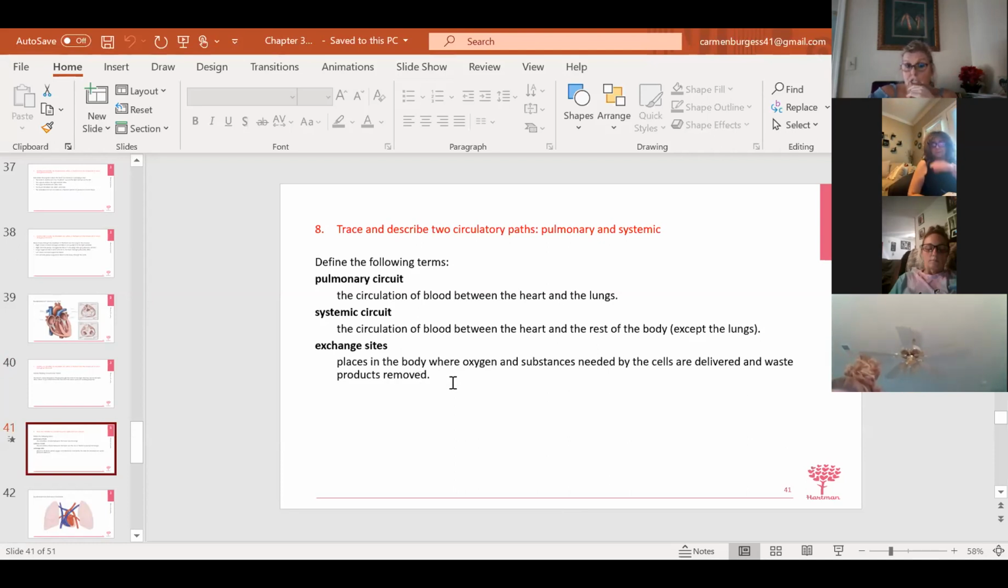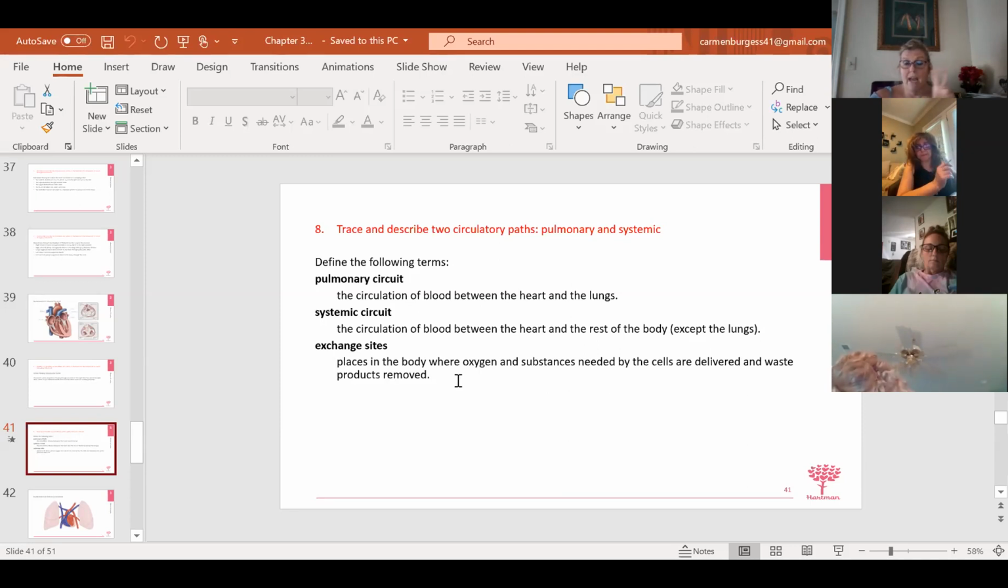And what are your exchange sites? What is that significant for? Carbon dioxide. Right, it's exchanging the oxygen, the good blood, for the bad blood. It's where the oxygen and all your nutrients take place, and the cells are delivered and removed. So you have like those capillary beds, that's where all the exchange takes place.